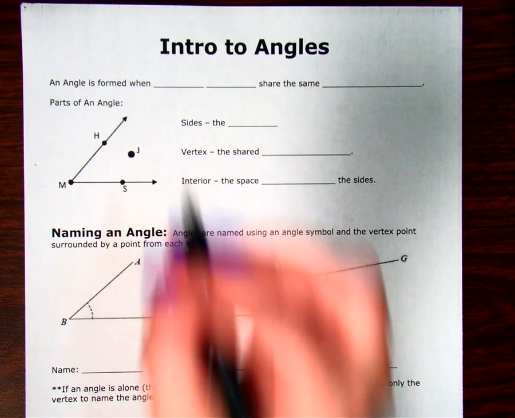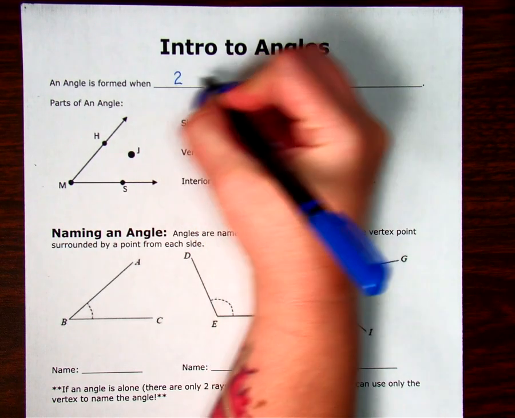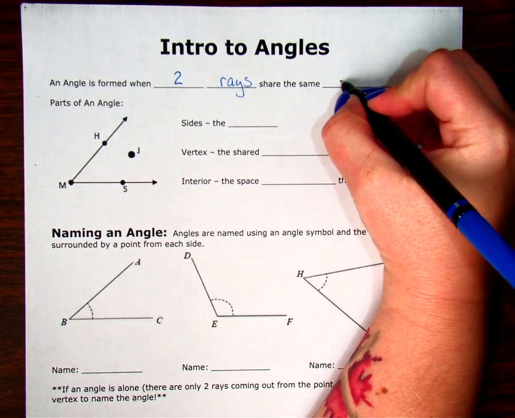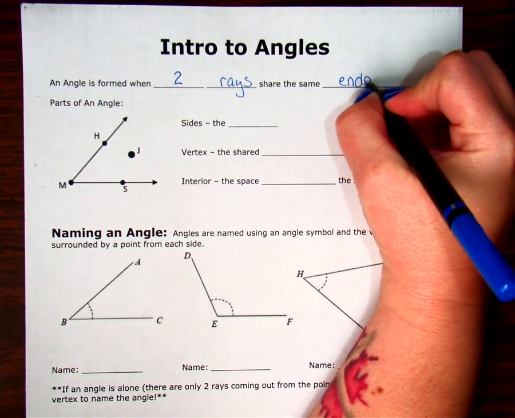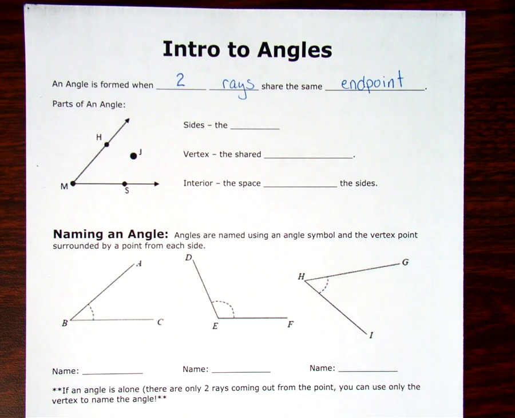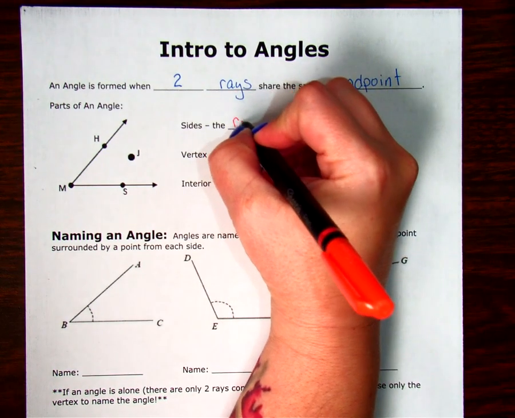An angle is formed when two rays share the same endpoint. Okay, so let's look at the parts of an angle. Every angle is going to have sides, it's going to have a vertex, and it's going to have an interior. The sides are the rays.